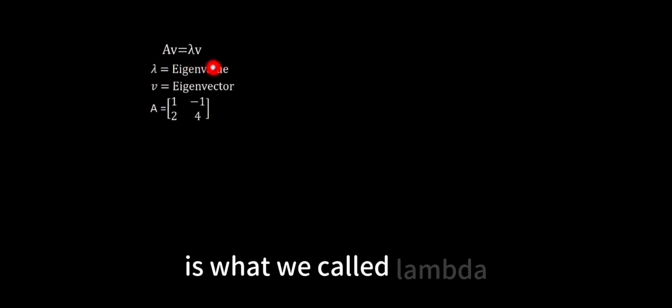So, hello everyone. Today, we are going to solve for the eigenvalue and eigenvector by using this equation. You must understand this equation to solve these two. A is our matrix, V is our eigenvector, and this sign is what we call lambda, which means eigenvalue, and V is our eigenvector too.